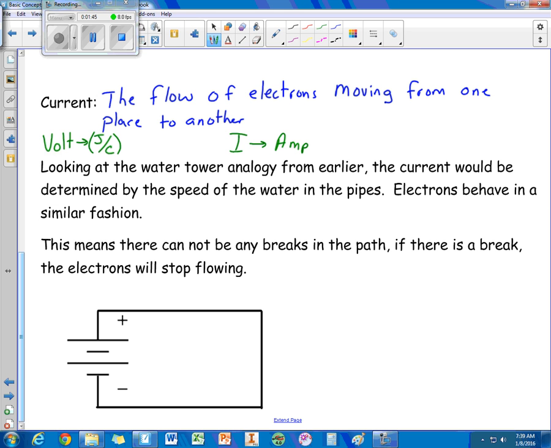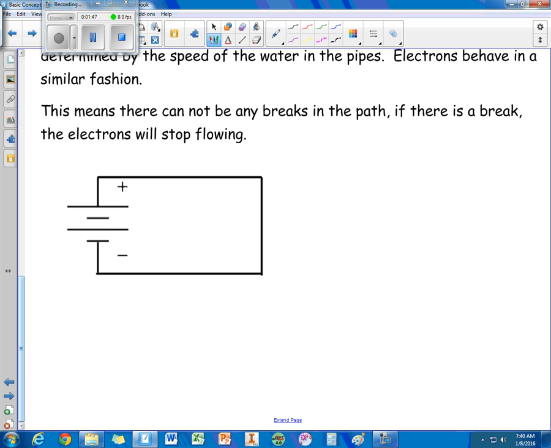Now, again, this means that there cannot be any breaks in the path. If there's a break, the electrons will stop flowing. Now, current, the way we define it, we define current as the path a positive charge would take.